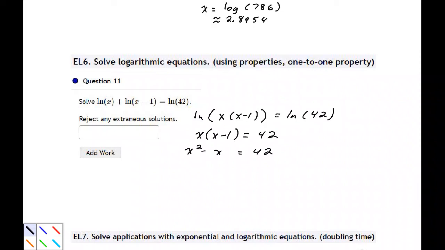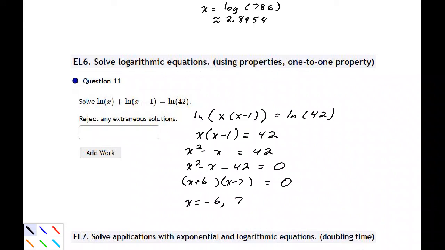Let's move the 42 to the other side by subtraction, so that'll be x squared minus x minus 42 equals 0. I want to get those on the same side because this is a quadratic. I want to see if it'll factor, so two numbers that multiply to be negative 42, but add to be negative 1. That would be a positive 6 and a negative 7. So this will factor as (x plus 6)(x minus 7) equals 0. Now setting each one of those factors equal to 0 tells us that x is equal to negative 6, or x is equal to positive 7.